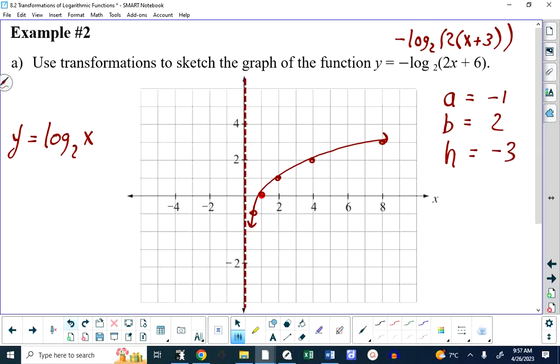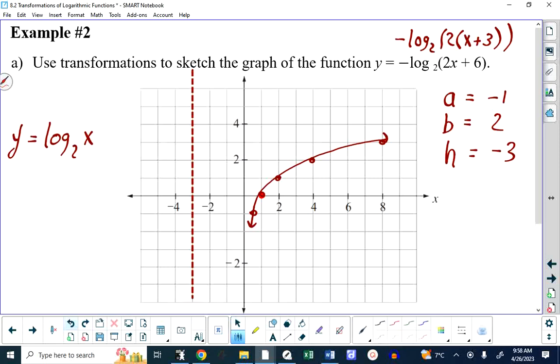We have done these transformations so many times, I'm not going to write them down, I'm just going to say them verbally. There's a vertical reflection. There is a horizontal stretch by a factor of 1/2, and then we shift things 3 to the left. In the end, will a vertical reflection change that asymptote? No. Will a horizontal stretch change the asymptote? No. In the end, the asymptote is going to be over here at negative 3, because whatever happens, everything in the end is shifted 3 to the left.